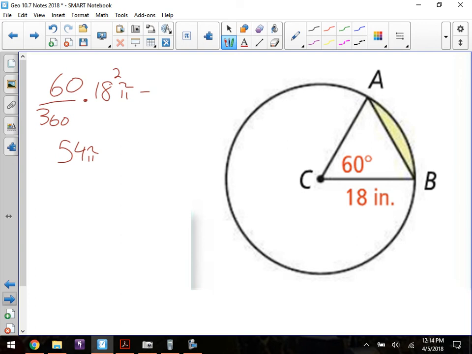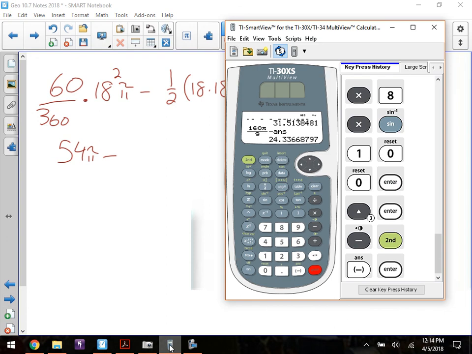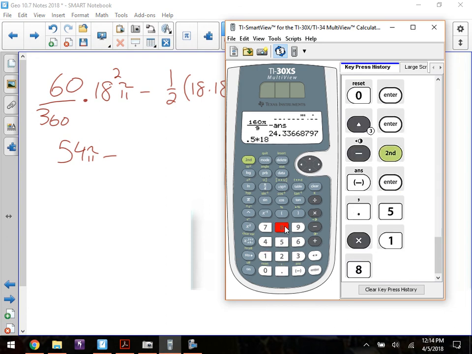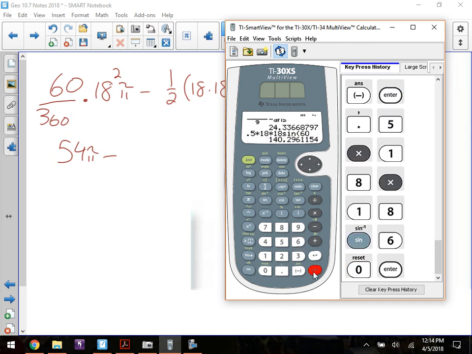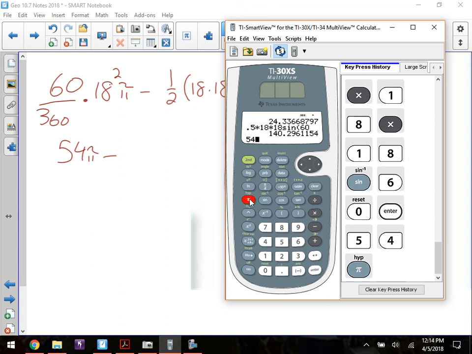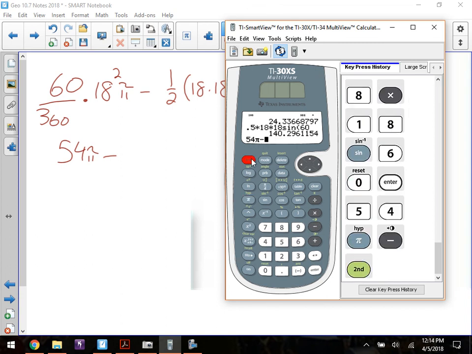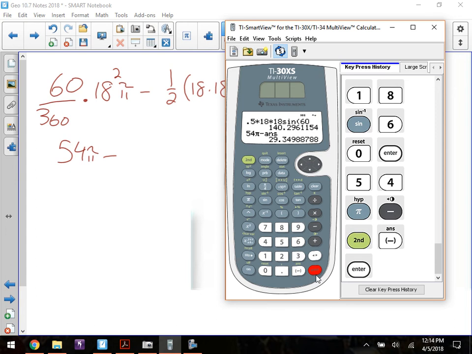Now to that, we had to subtract out 1/2 times 18 times 18 times the sine of 60. Okay? Well, calculator, let's see. 1/2 times 18 times 18 times sine 60. It gives me a decimal. Now here, I already know that this part's pretty easy for me to retype 54 pi. So I just go 54 pi, subtract my answer. Here's my answer.